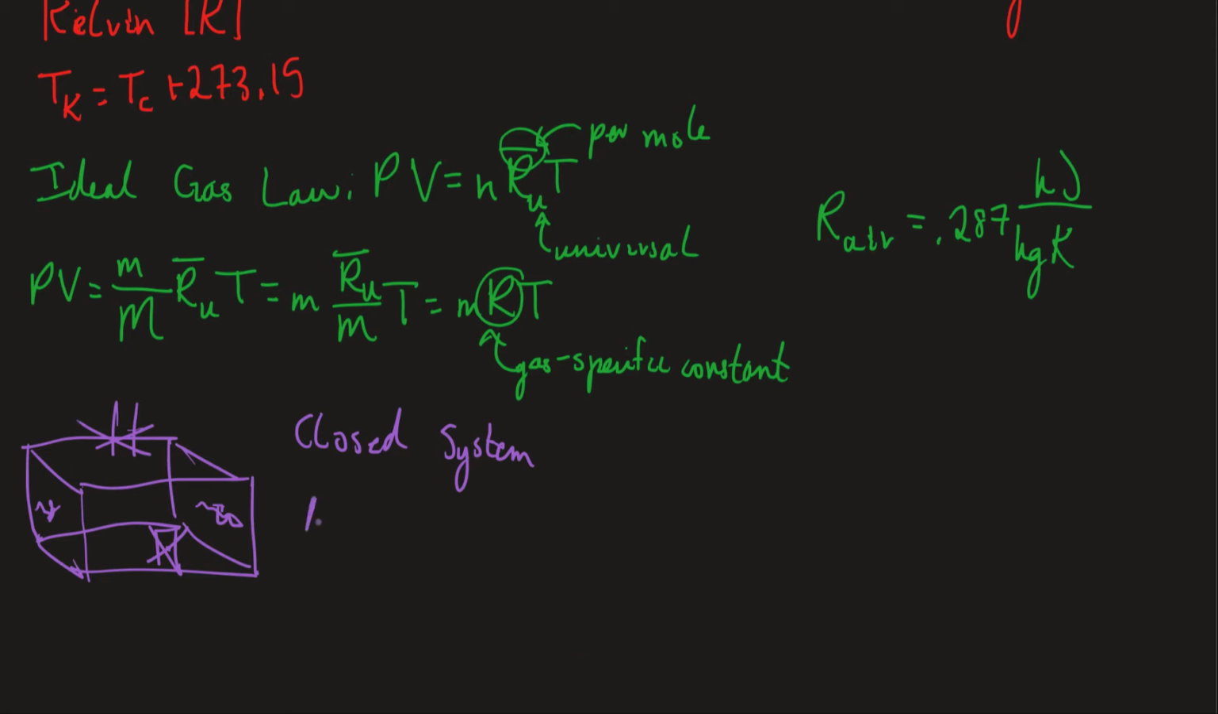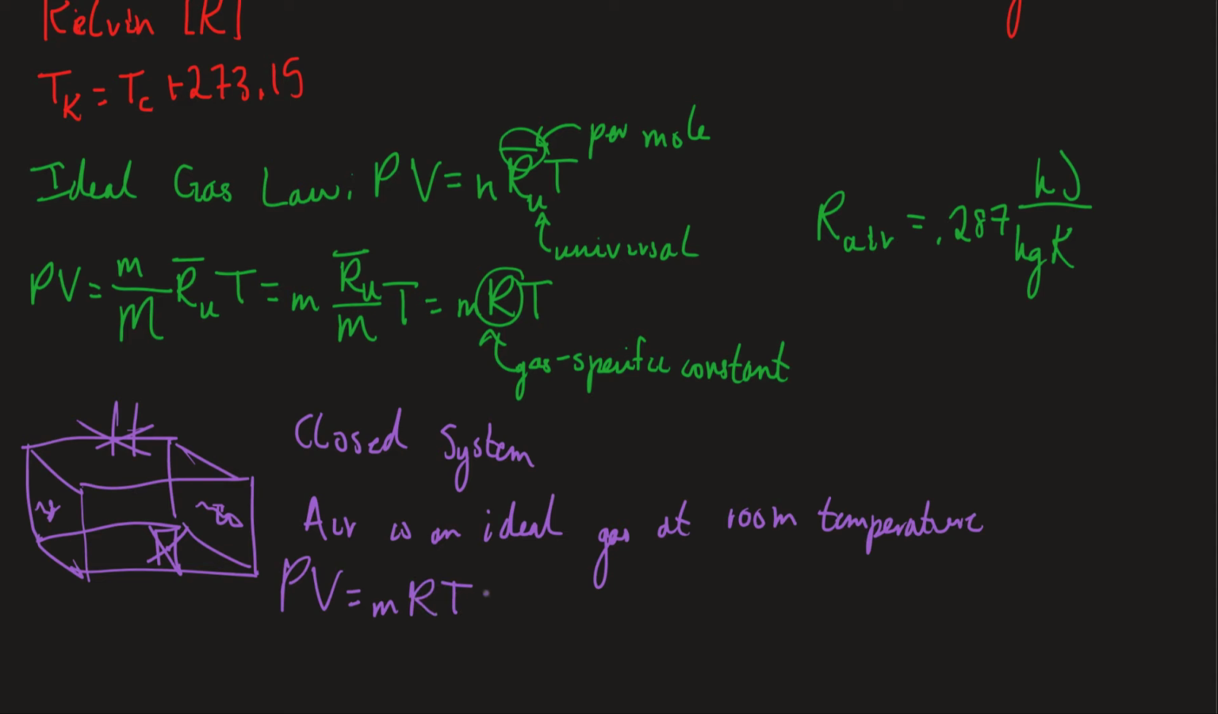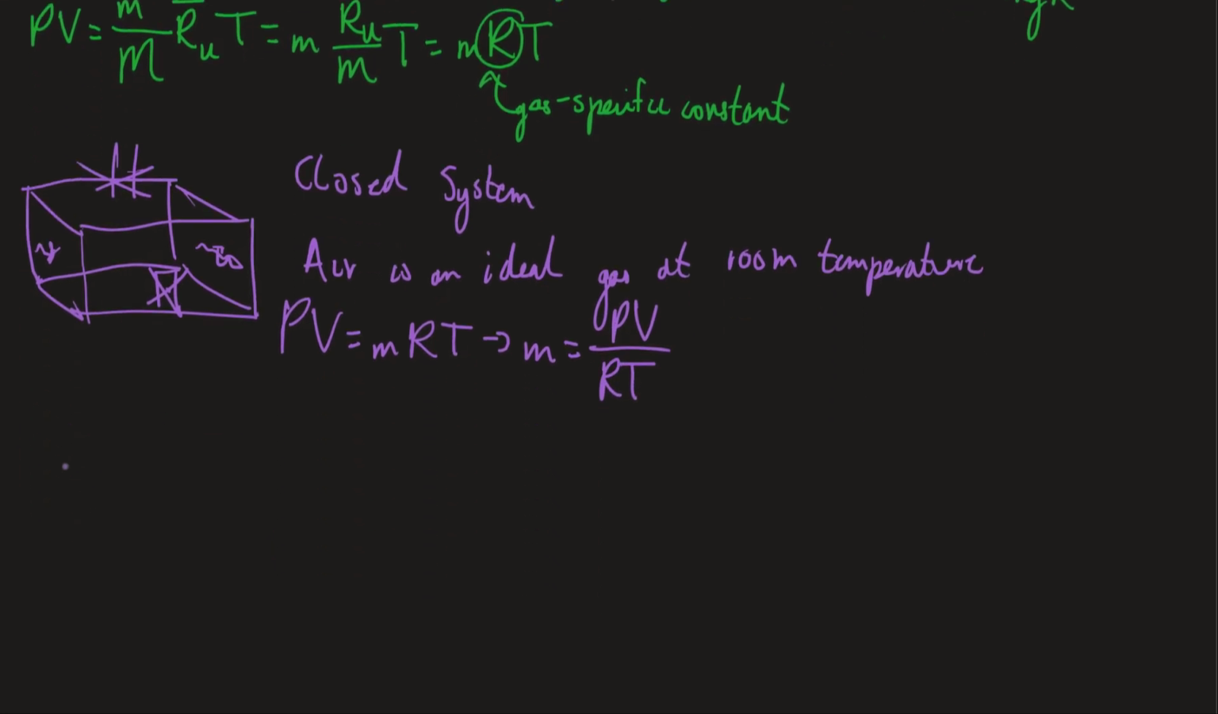And with this, because air is an ideal gas at room temperature, we can use the ideal gas law. We'll just rewrite the form that we just derived, and because we're interested in mass, we'll divide both sides by the gas-specific constant times temperature. We'll get this useful form. And we'll look at each of these terms now.